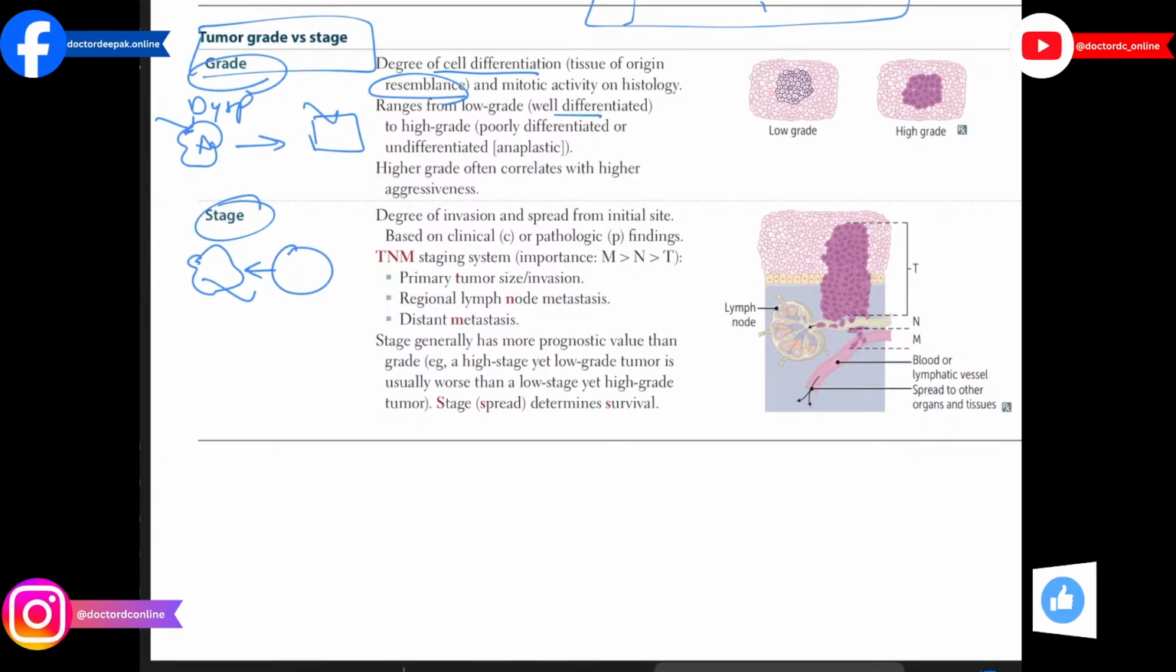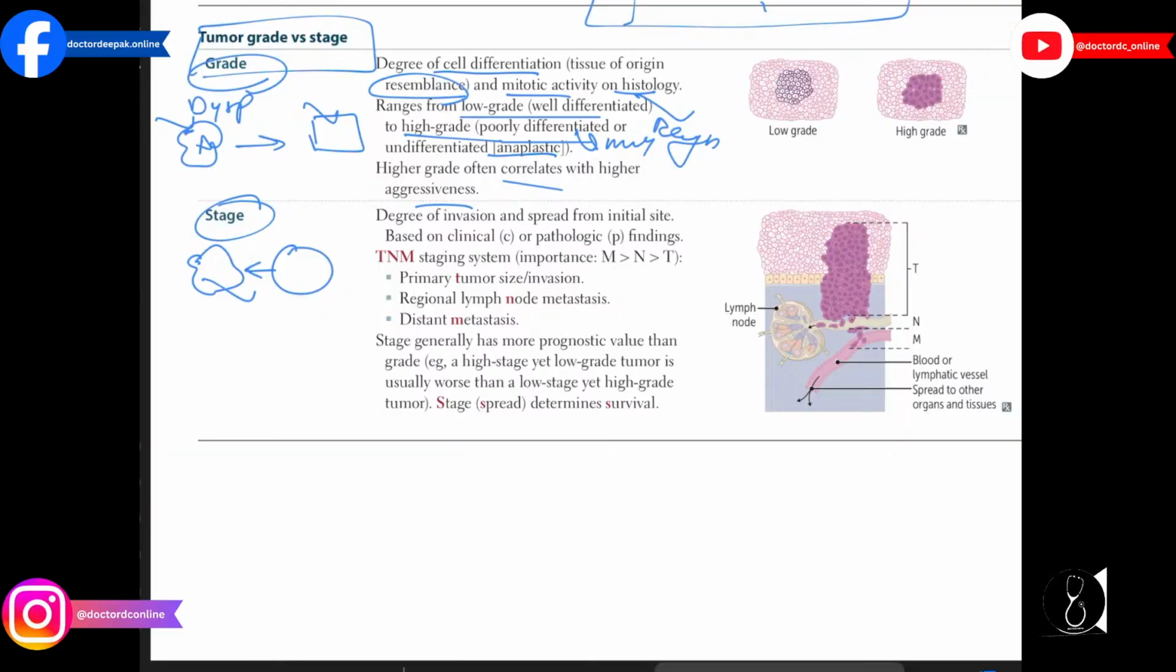So low grade cancers are well differentiated and they are mostly benign, and high grade are poorly differentiated and they are malignant. Mitotic activity on histology shows how rapidly they are growing. Higher grade often correlates with higher aggressiveness. Anaplastic is the term used to describe cancer cells that divide rapidly and have little or no resemblance to normal cells.